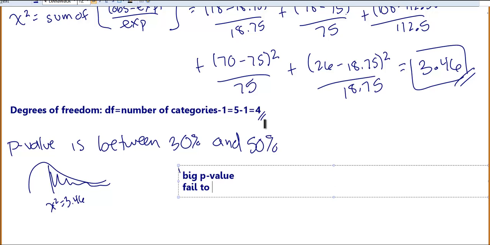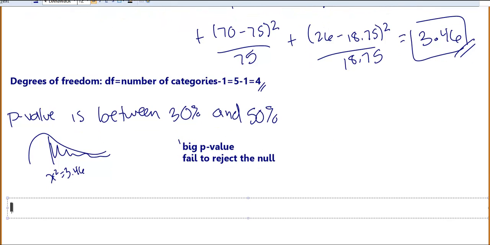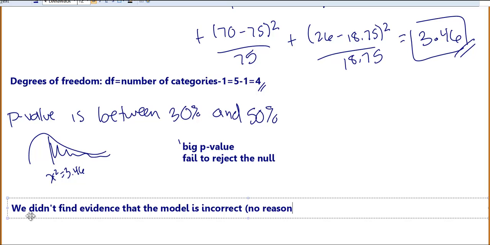So we fail to reject the null. And so we didn't find evidence that the model is incorrect. Okay, so no reason to think the theoretical percentages are wrong.